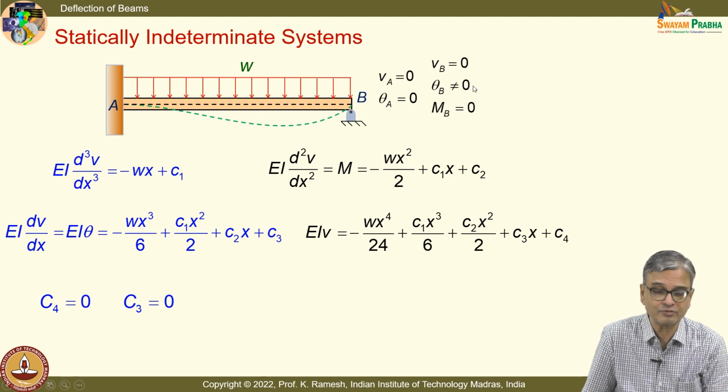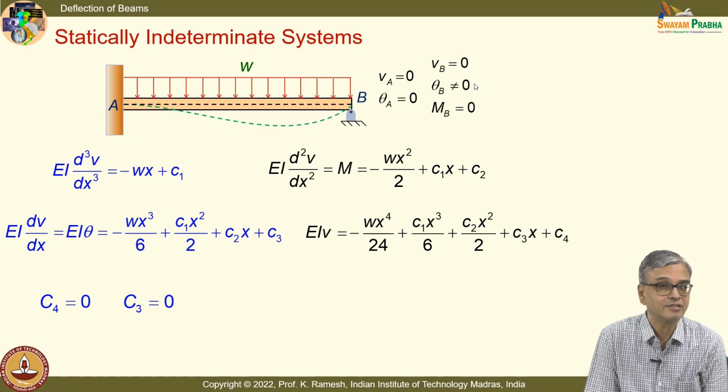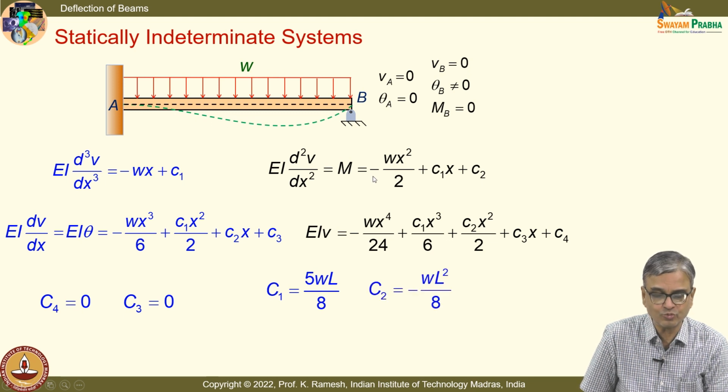Theta B not equal to 0 is not a useful boundary condition. Okay. So, I have enough conditions, and you have to do the simplification. Please take your time at home and then evaluate C1 equal to 5WL by 8 and C2 is determined as minus WL squared by 8.